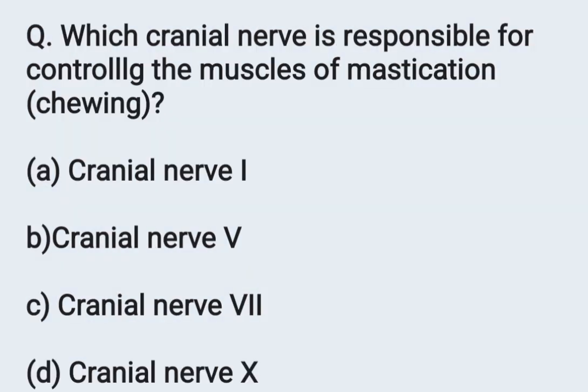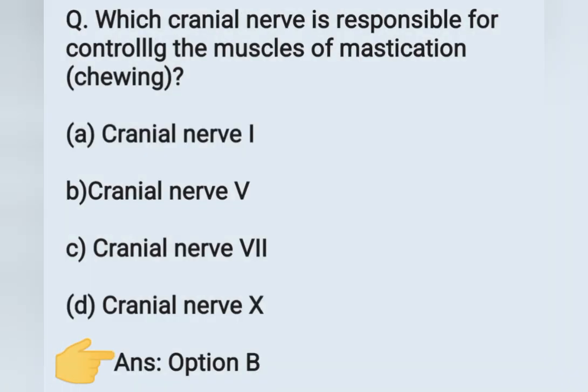And the next question is, which cranial nerve is responsible for controlling the muscles of mastication or chewing? Options. Option A, cranial nerve first. Option B, cranial nerve 5. Option C, cranial nerve 7. Option D, cranial nerve 10. The cranial nerve which is responsible for mastication or chewing is the trigeminal nerve. It is cranial nerve 5. Okay. Option B is the correct answer.